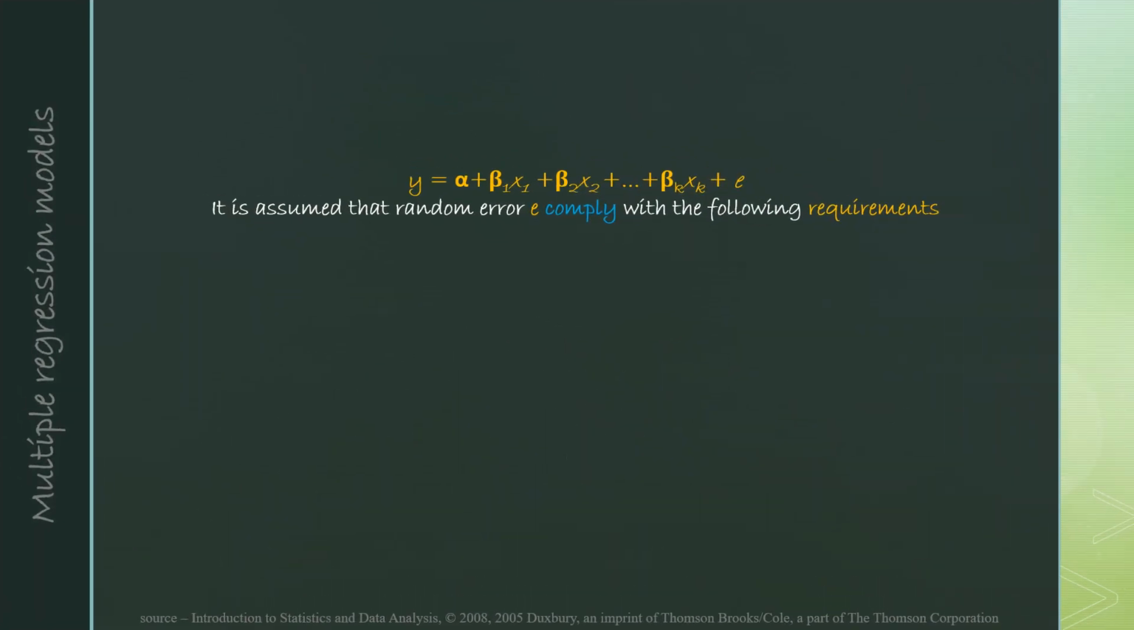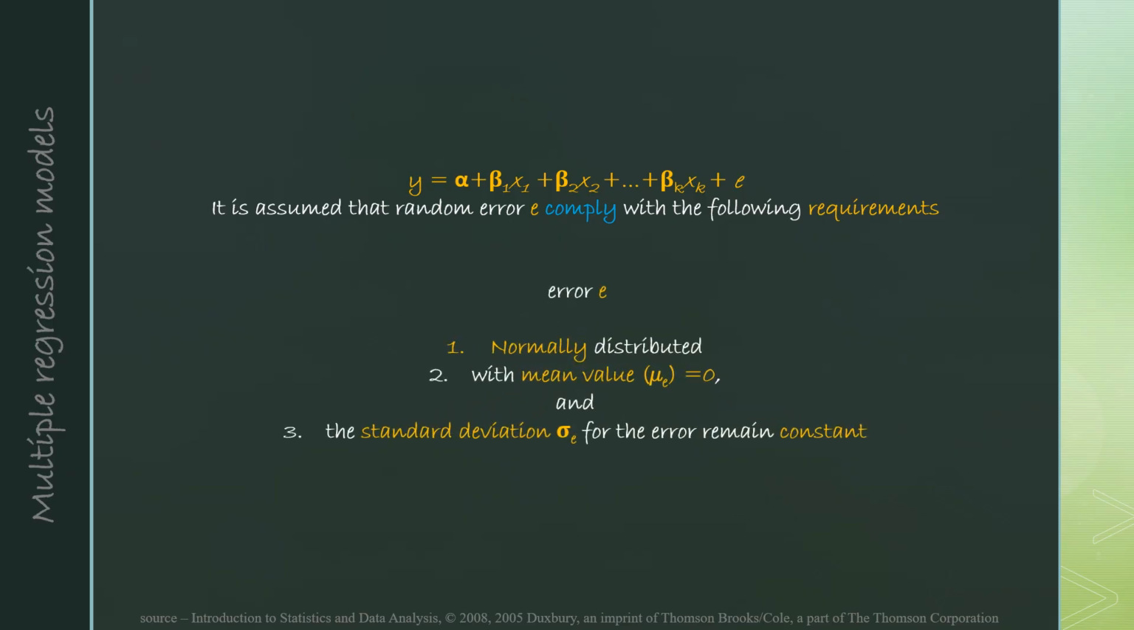It is assumed that the random error E complies with the following requirements. That is, error E at any given values of predictor variables is normally distributed with mean value mu e equal to 0 and the standard deviation sigma e for the error remains constant for all possible values of predictor variables.